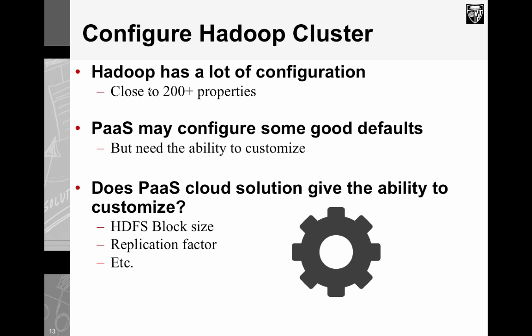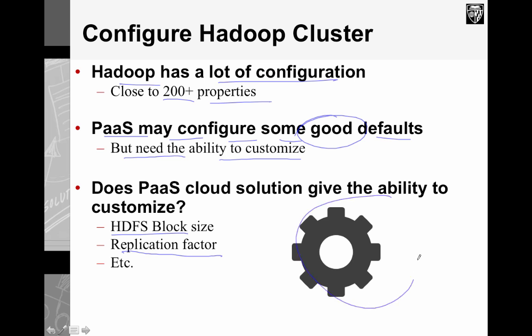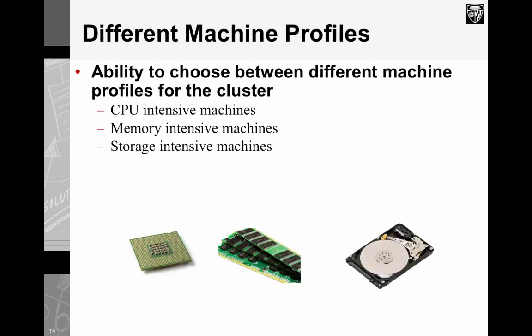Configure Hadoop cluster. Now Hadoop has a lot of configuration, close to 200 properties across core-site.xml, hdfs-site.xml, yarn-site.xml, mapred-site.xml. The PaaS provider may configure some of the defaults and they may give good values for the defaults, but you need the ability to customize it because you know your application better and you may want to change certain parameters. For example, you may want to change the block size, you may want to change the replication factor, and so you need the capability to configure the Hadoop cluster. Does the cloud provider do that for you?